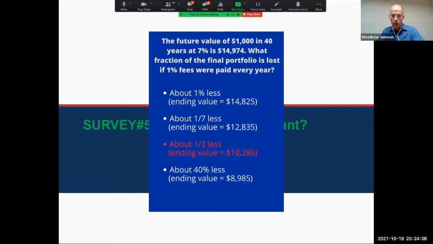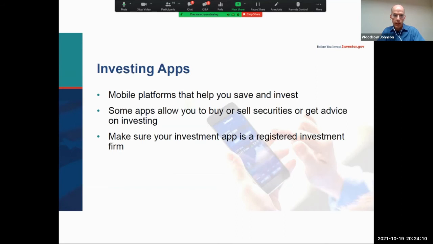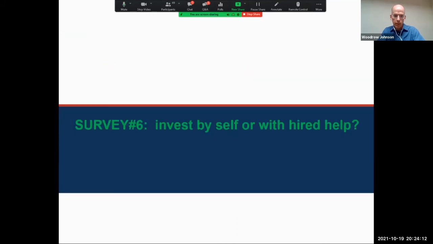Let's see, back on track. Did fees, skip that, skip that.